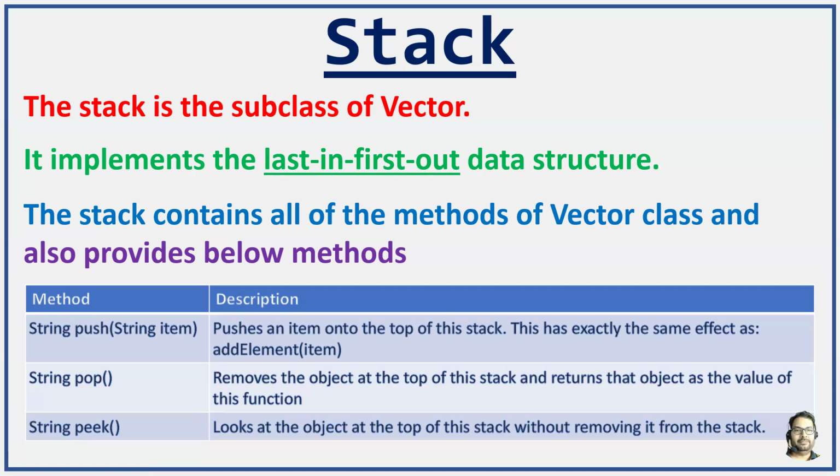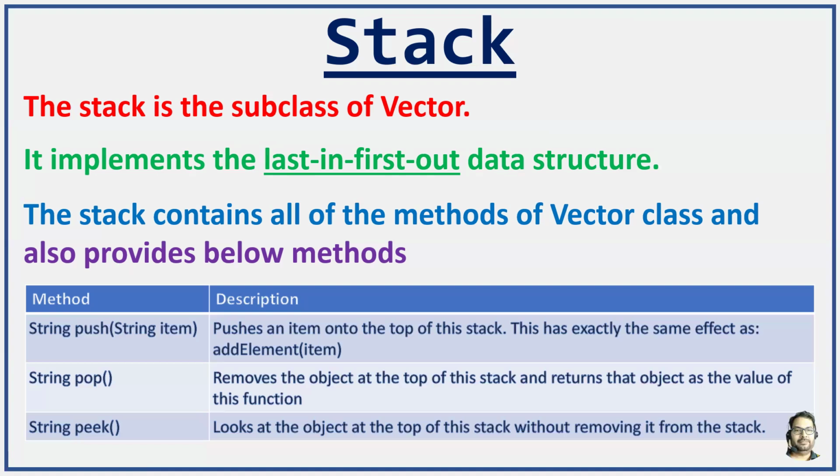First out means the one available at the top of your collection is going to be retrieved first. So using the pop method, it removes the object at the top of this stack and returns that object as the value of this function. So if you want to remove your top element from the stack and also retrieve that value, you can use the pop method.